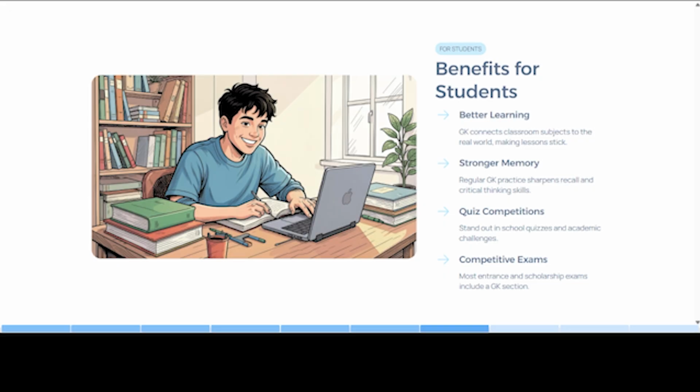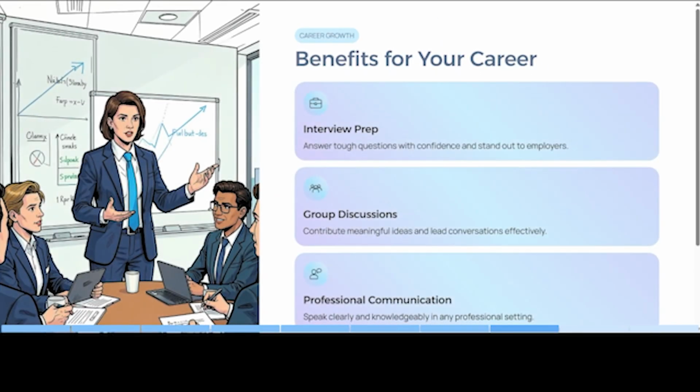Then you have to see how it shows benefits in your career. General knowledge is also important for career growth. During interviews, employers often ask questions related to current affairs, right? Good GK helps you participate confidently in group discussions. Also, it improves professional communication and helps you express your ideas clearly. People with strong GK often make better decisions in both work and life.